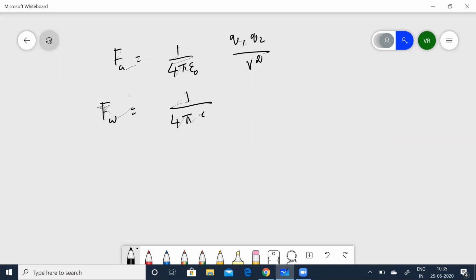Now let us take the force in air to be F. That is equal to 1 by 4 pi epsilon 0 into Q1 Q2 by R square. Fw, when it is placed in water, is going to be 1 by 4 pi epsilon 0, K epsilon 0, because K epsilon 0 is the permittivity here. So that is Q1 Q2 by R square, or K times R square.